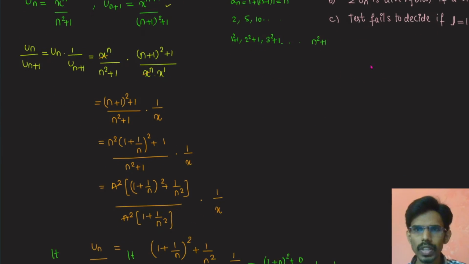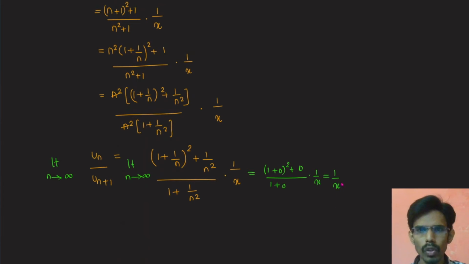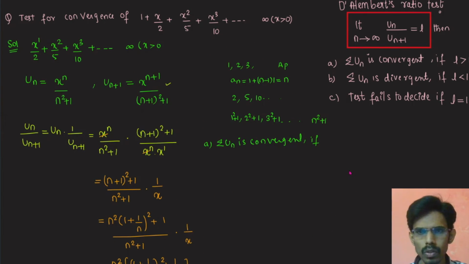Now we say this sigma un is convergent if L value is greater than 1. So here L value we got is 1 by x. So when 1 by x is greater than 1, that implies, taking the reciprocal, it will become less, since greater becomes less when we take the reciprocal. For x less than 1, the series is convergent.